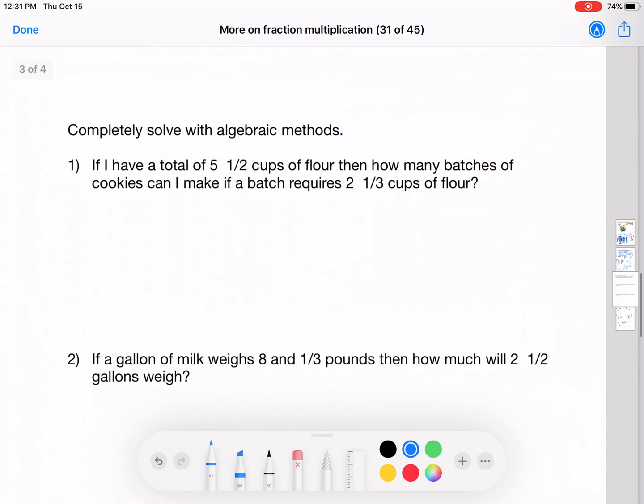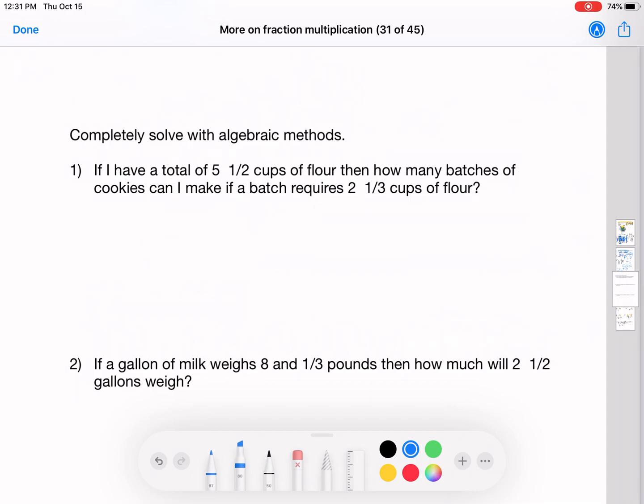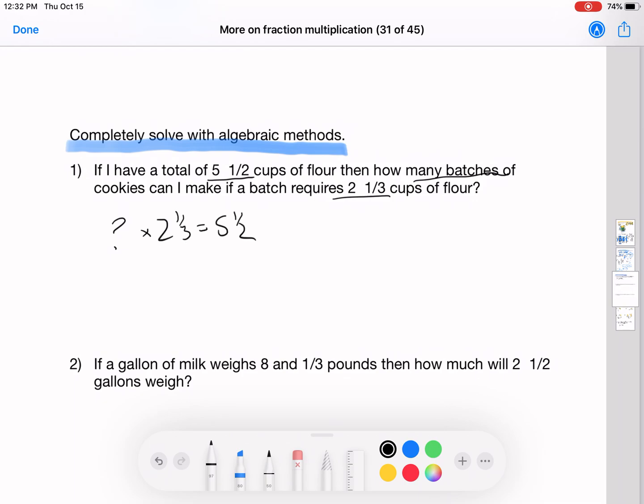So we've gone over a lot of the basics. And so now let's jump into just solving with algebraic methods, right? We could draw pictures, we could solve with pictures, but now we can also solve with algebraic methods and hopefully understand just about every step of it. So I have a total of 5.5 cups of flour. How many batches can I make if a batch requires 2 1/3 cups? So I should be able to say number of batches times 2 1/3 cups per batch equals 5.5 total cups. That is the equal group problem structure.